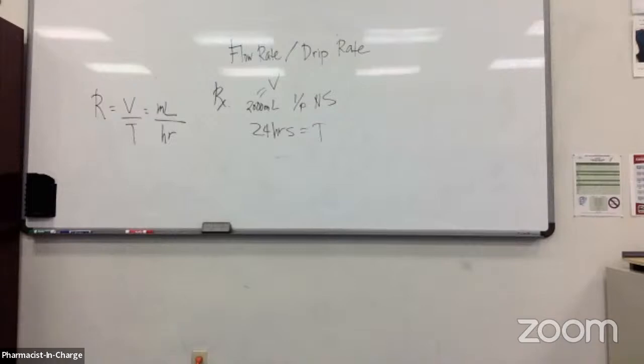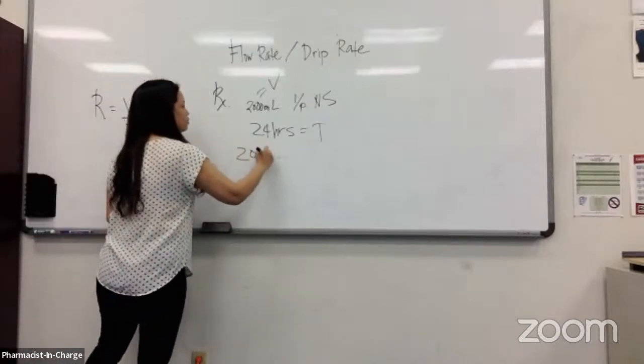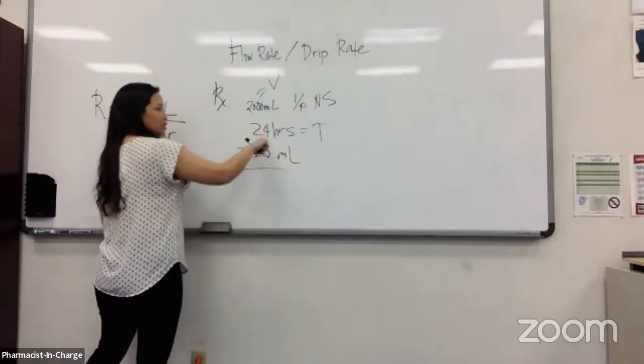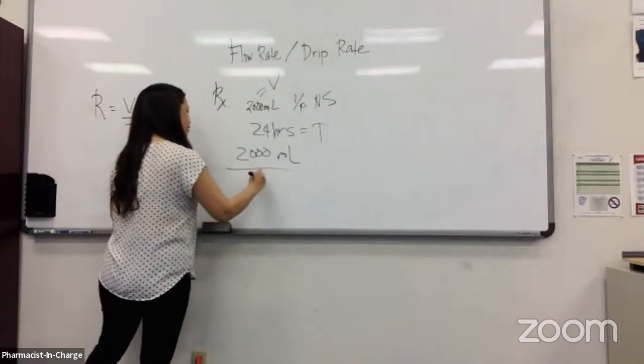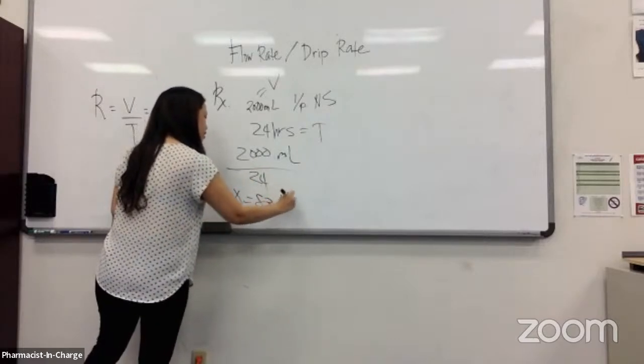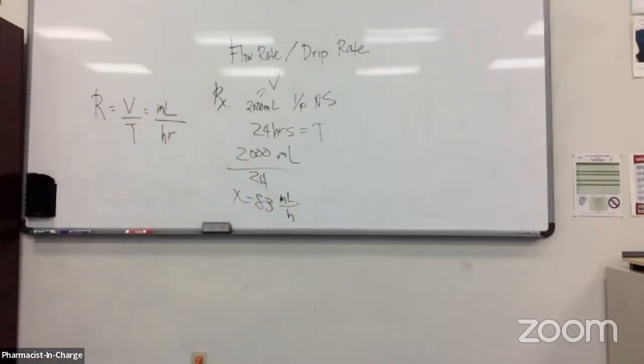So our answer here, if you've identified that V is 2000, it's already in ml, you just plug in the numbers. Is this already in hours? Yes. So my answer should be 83 ml per hour. Should get that? Continue. This should be fast. Very easy. Only 10 questions.